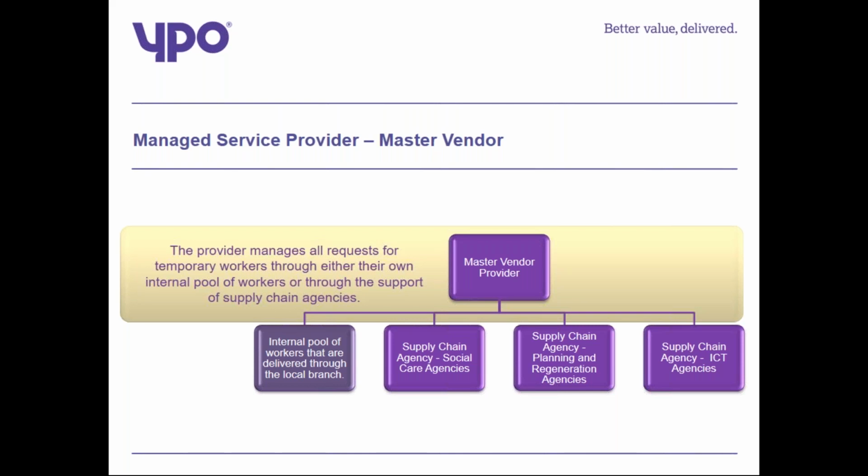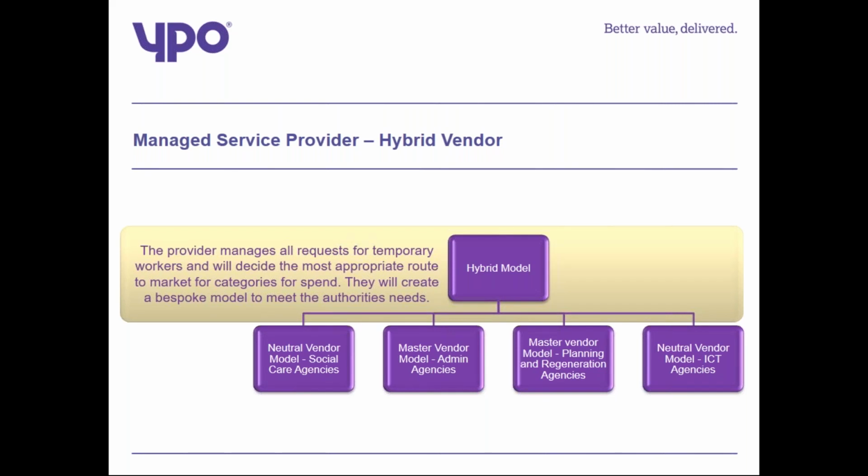What I'm going to do now is talk about the hybrid model, because we're starting to see quite a shift in the market on how people want to buy these services. The hybrid model started to be spoken about a few years ago, when the authorities highlighted that even though the delivery models of master and neutral had worked really well and helped to pull together all their temporary labour spend under control, it didn't necessarily always manage spend categories perfectly, and they believed that authorities and providers could make this work much better.